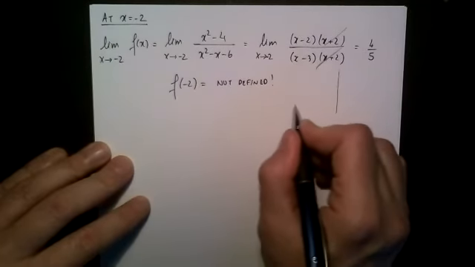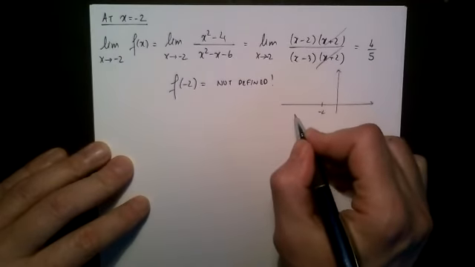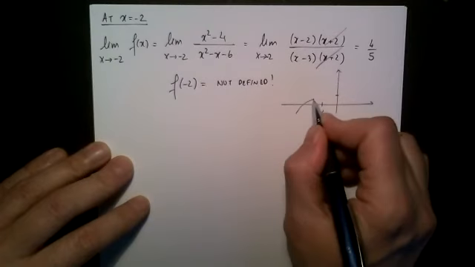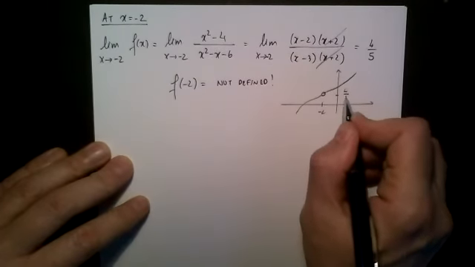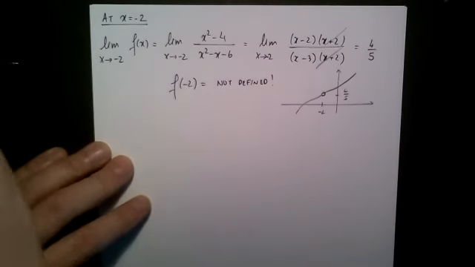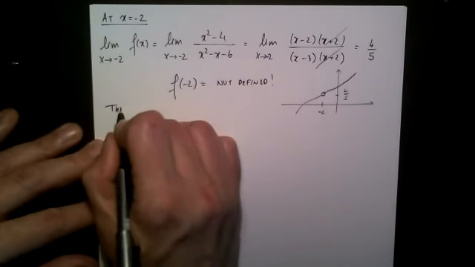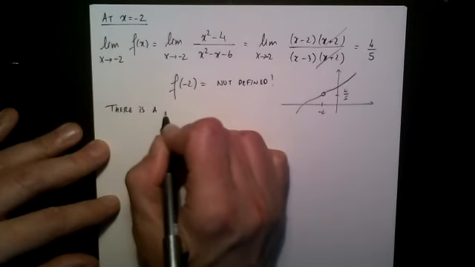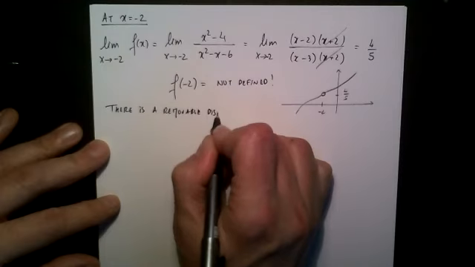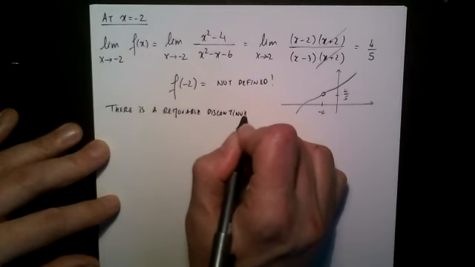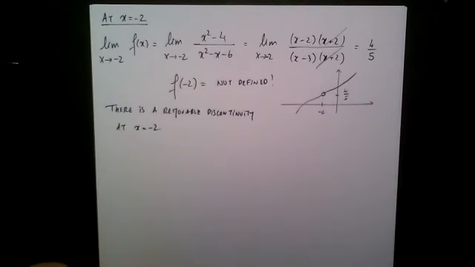if I were to represent what's going on here, at -2, 4/5, it seems to go like this. So there's a hole at -2, 4/5. So it is not continuous. So there is a removable discontinuity at x equals -2. All good?